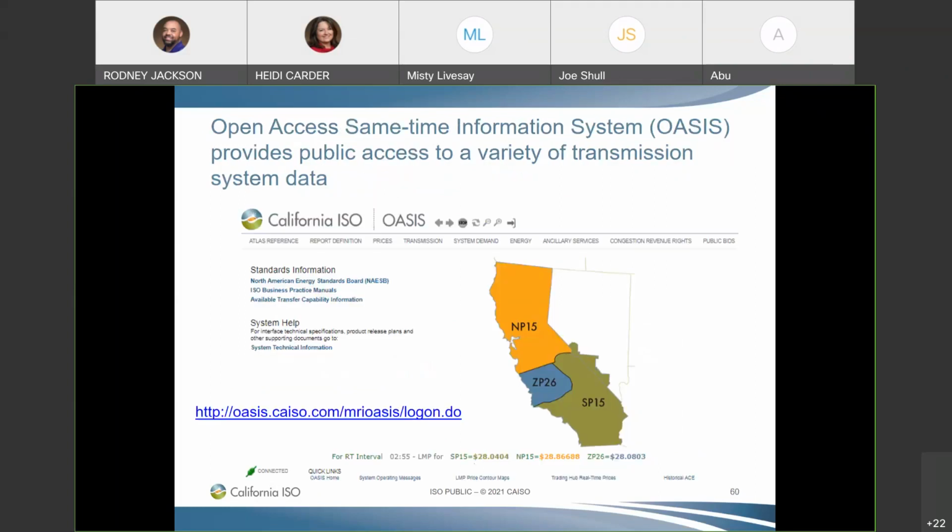The OASIS, which is the Open Access Same Time Information System, provides public access to a variety of transmission system data. So this is going to give you capacity status, market prices, market results data. Now, while some of the information is proprietary, there is a great deal of information available to the public, and it allows for the data to be pulled and used by anyone that has a need for that information.